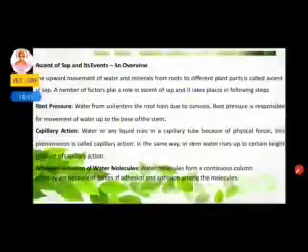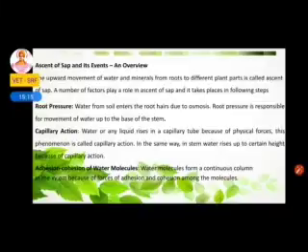So these are the different steps. The first one is root pressure. Water from the soil enters the root hair due to osmosis. As it enters the root hair, it will create a pressure in the root. That is called root pressure. As a result, the water is moved to a certain height at the base of the stem. So this is called root pressure.